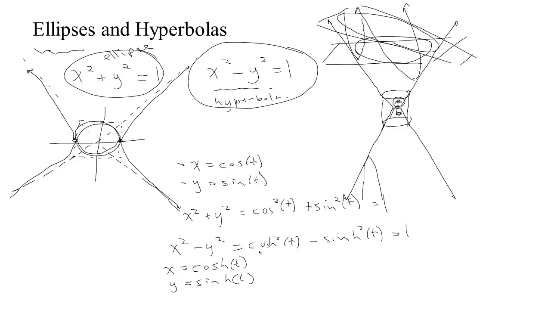Let me just prove that identity, that cosine squared minus sine squared equals 1 for you. If you look at it, cosine squared minus sine squared, the definition of cosine is e to the t plus e to the minus t over 2. So this would be (e to the t plus e to the minus t over 2) squared minus (e to the t minus e to the minus t over 2) squared. So I'm just substituting in for cosine and sine their definitions. If you don't learn anything from this video, you should learn what the definition of cosine is and what the definition of sine is.